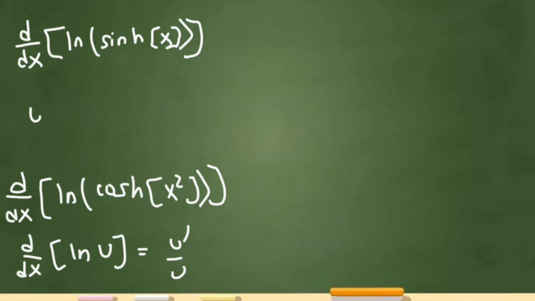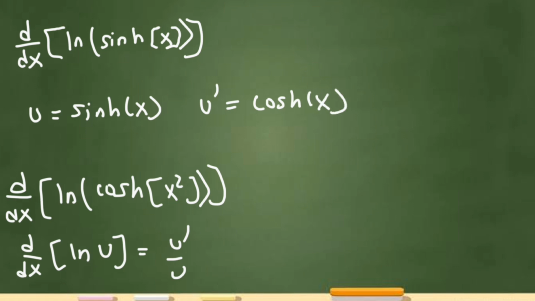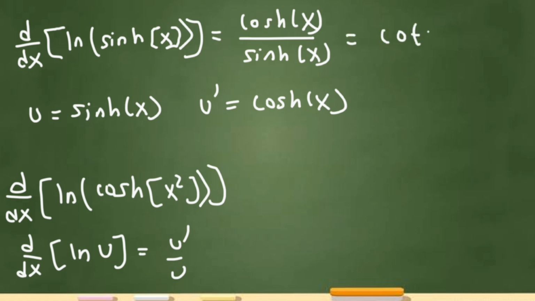In this example, for the first one, u is hyperbolic sine of x. U prime is the derivative of hyperbolic sine, which is hyperbolic cosine of x. This is going to be hyperbolic cosine of x over hyperbolic sine of x. And cosine over sine, that is cotangent. So the final answer is hyperbolic cotangent of x.